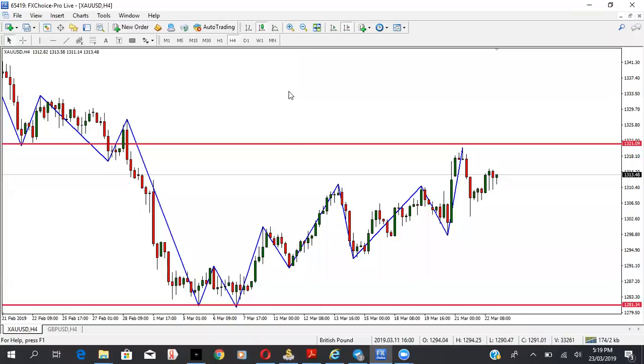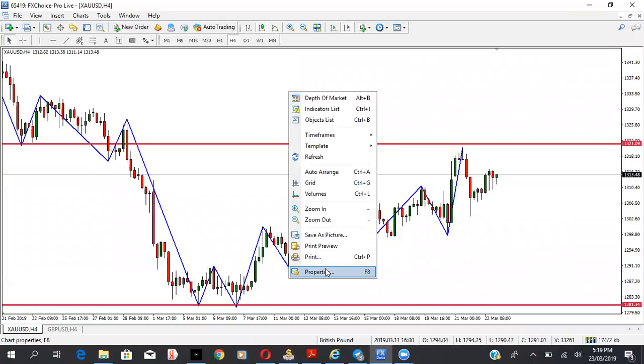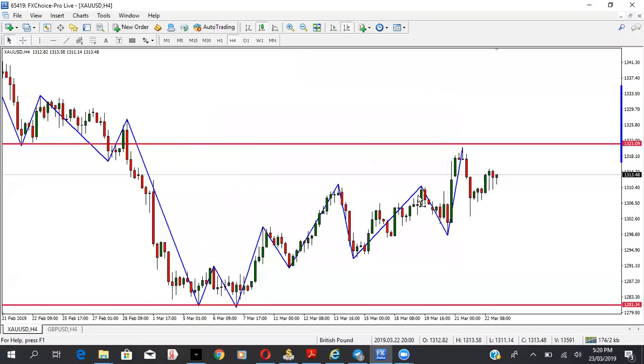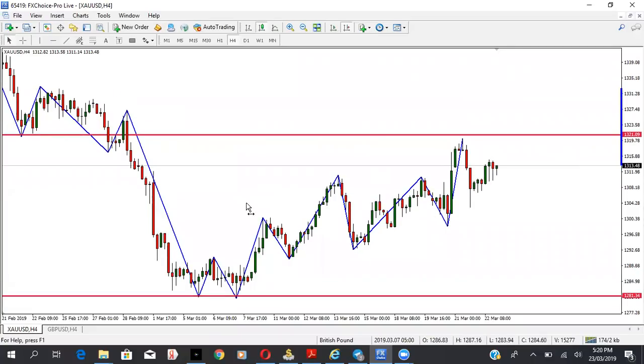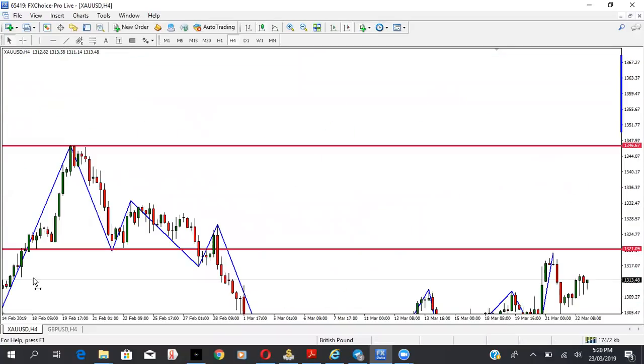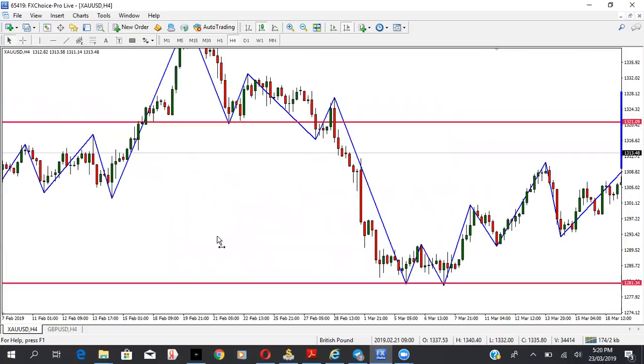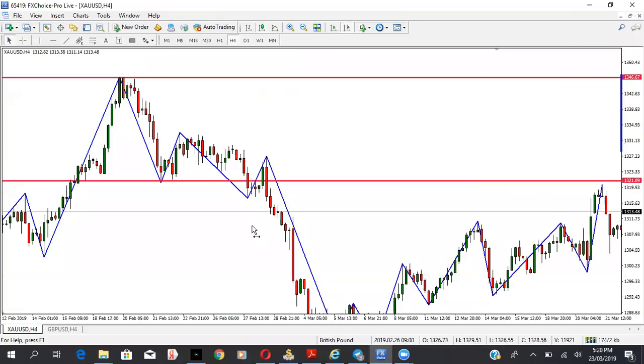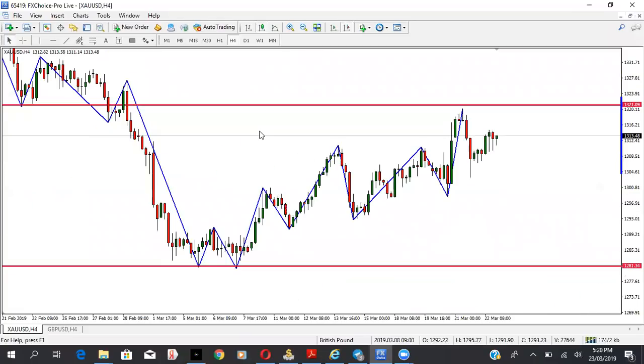So what do I do? I right-click on my chart, go down to the properties, scale fix, select the scale fix, click OK. When I'm through with that, if you notice now, I can move my chart up and down. I can play around with my chart just by holding down this cursor button, and I can do almost anything with my chart.